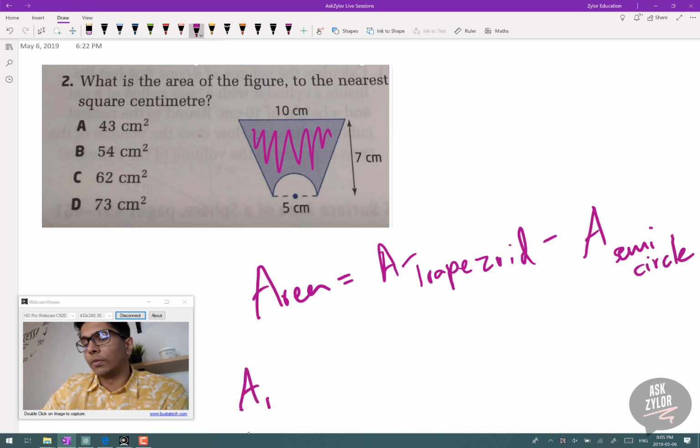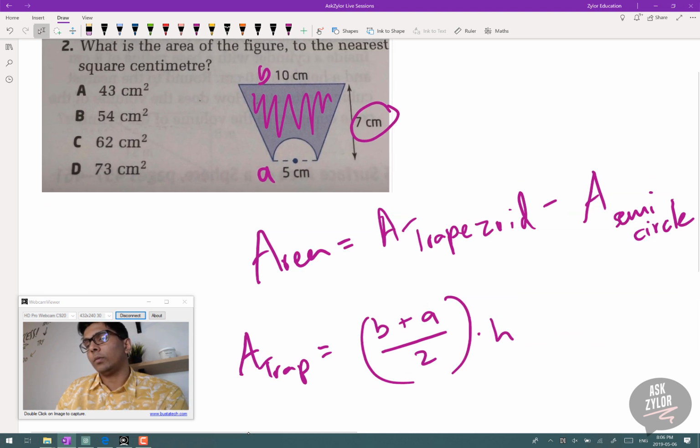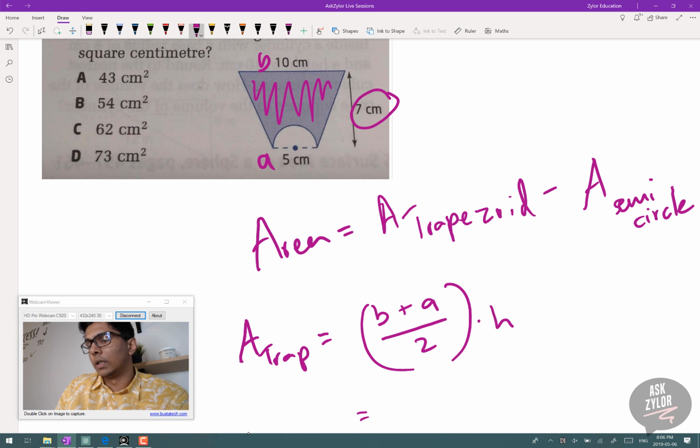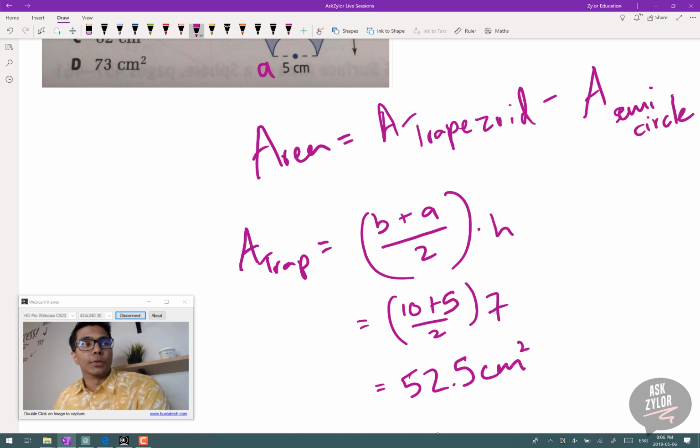Right? So the area for the trapezoid will be base plus the second base, right? So we'll call the short base A, the long base B. So we have A plus B over 2 times the height, which is 7. I'm going to say B is 10, so 10 plus 5 over 2 times 7, which ends up being 52.5 centimeters squared. That's my area for the trapezoid.